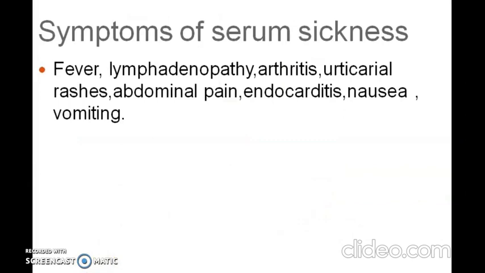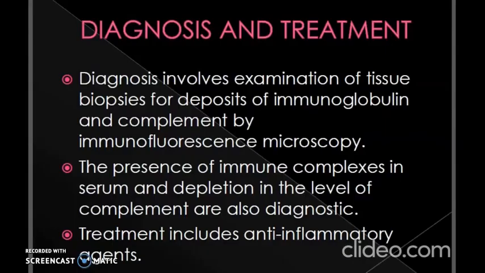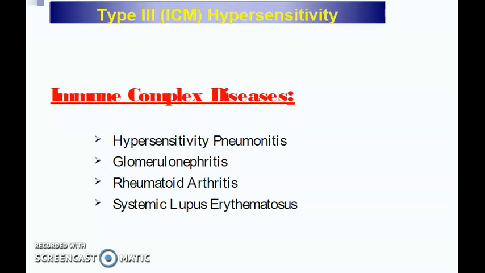Symptoms of serum sickness include fever, lymphadenopathy, arthritis, endocarditis, urticarial rashes, abdominal pain, nausea and vomiting. Diagnosis of type 3 hypersensitivity involves examination of tissue biopsies for deposits of immunoglobulin and complement by immunofluorescence microscopy. The presence of immune complexes in serum and depletion in the level of complement are also diagnostic. Treatment includes usage of anti-inflammatory agents. Let's see what's happening in other immune complex diseases.